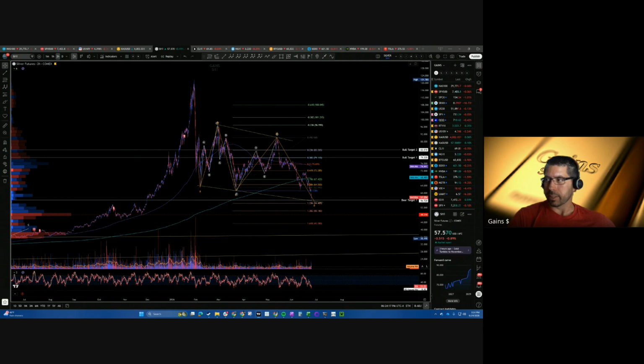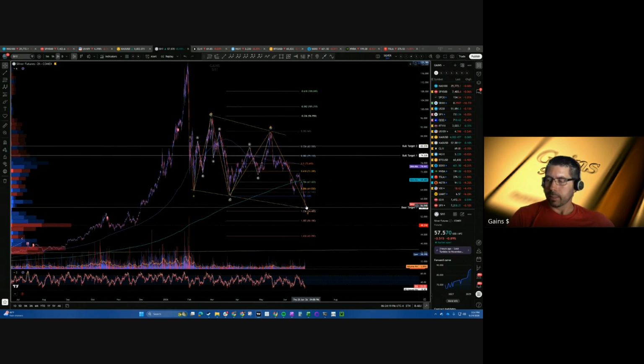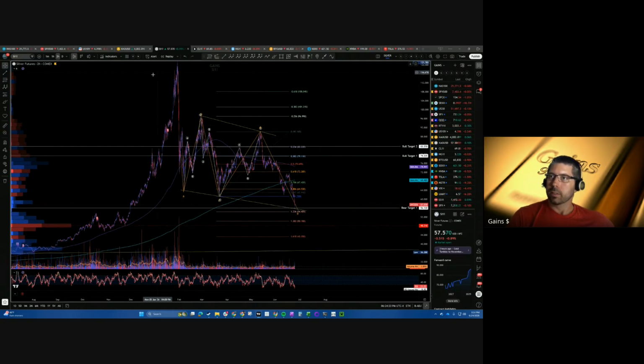So I do think that you're going to get a pretty bullish cycle here, but it doesn't necessarily mean it's going to happen now. You just got to weather the storm a little bit until you see some accumulation and some more buying.